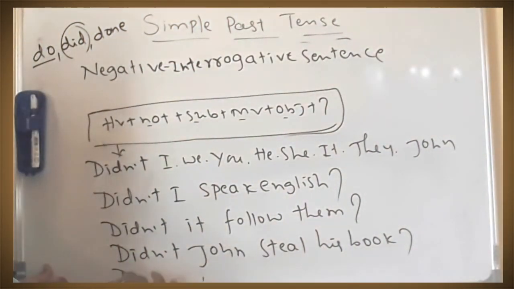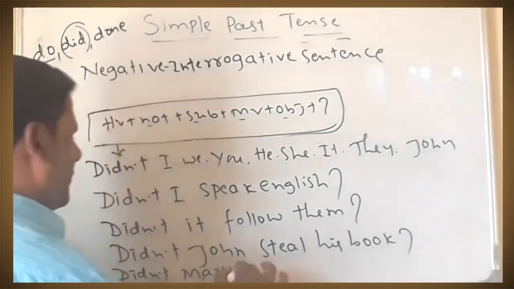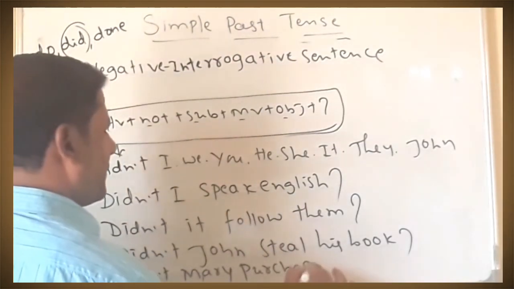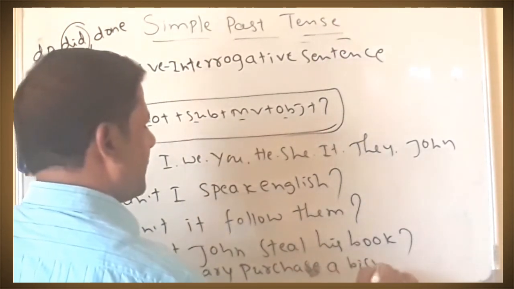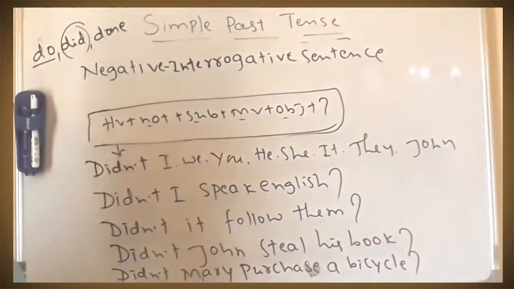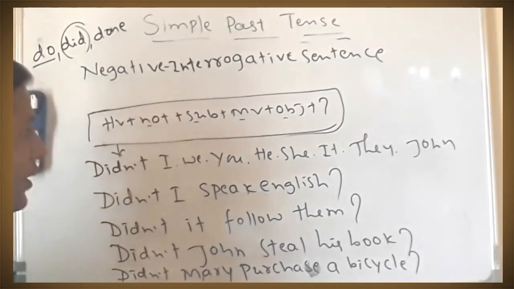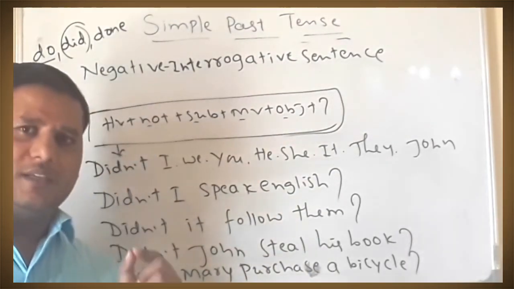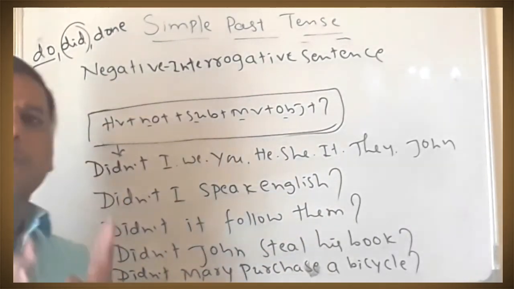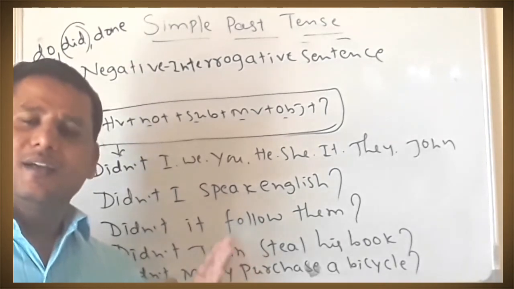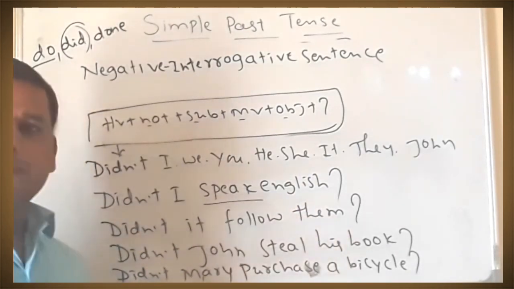Next, didn't Mary purchase a bicycle? Didn't Mary purchase a bicycle? So all of this is called a negative interrogative sentence. The only thing you have to remember and keep in your mind is that only in an affirmative sentence do we use the past tense form, and not in other sentences. So if there is a did, you have to use as usual the first form of the verb. It will become speak.